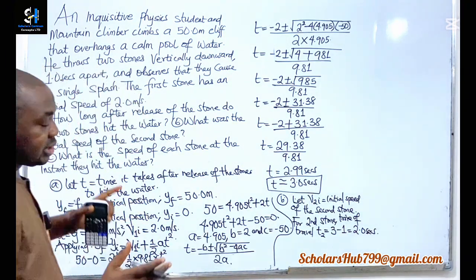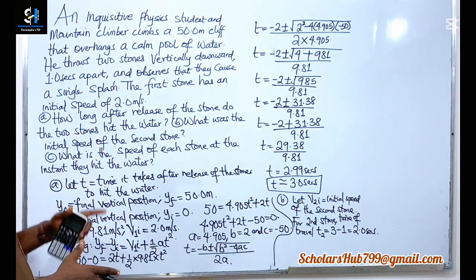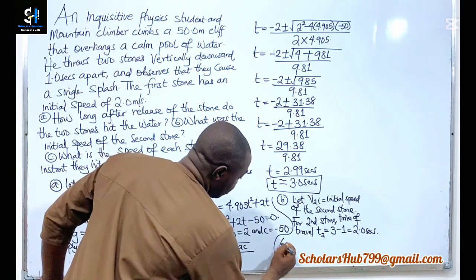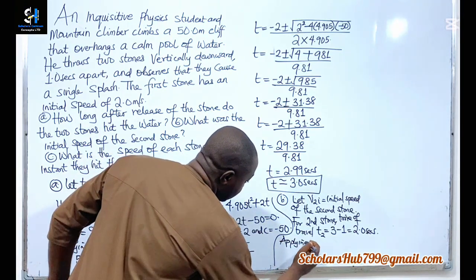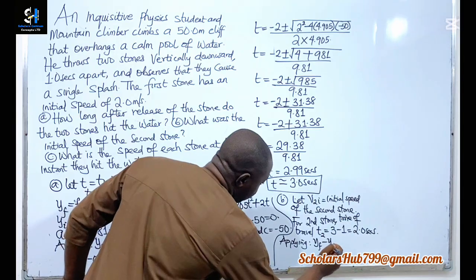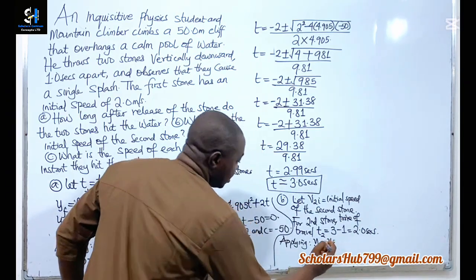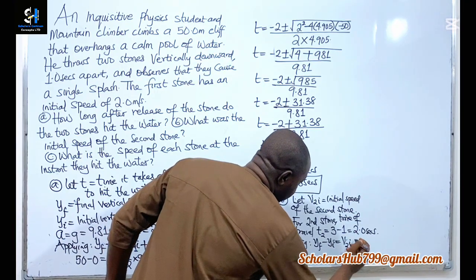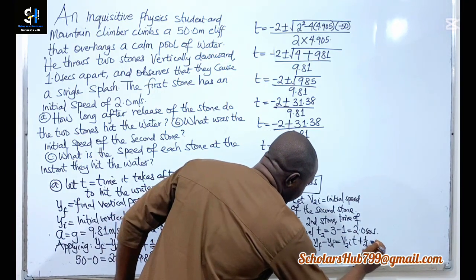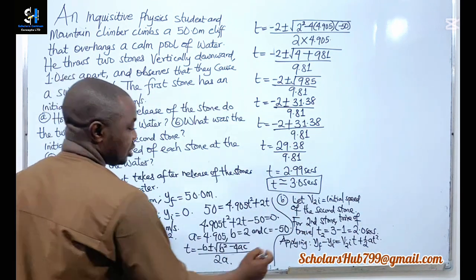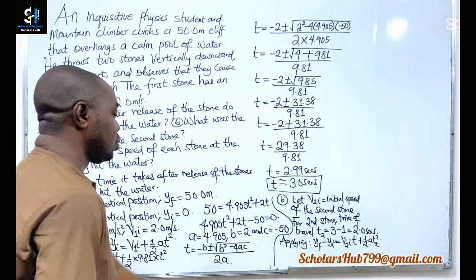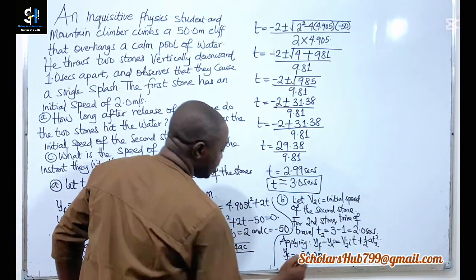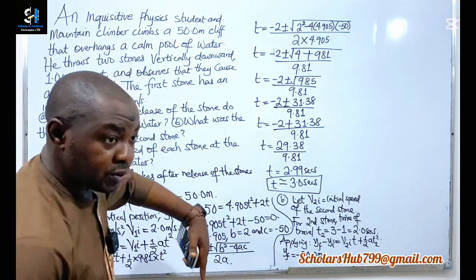In this case, because the direction is downward, the value of the final vertical position will be negative. So we apply y subscript f minus y subscript i equals V2I times t plus 1/2 a t squared, which is our t2. This is negative, so in this case it will be minus 50.0 meters, because the direction is downward.